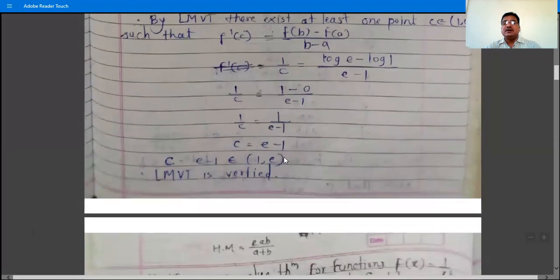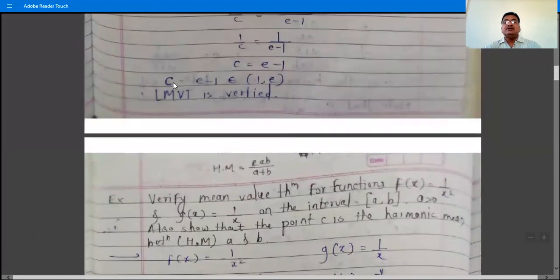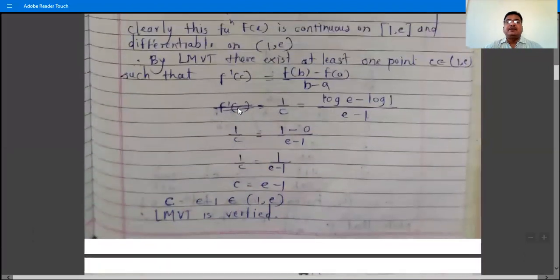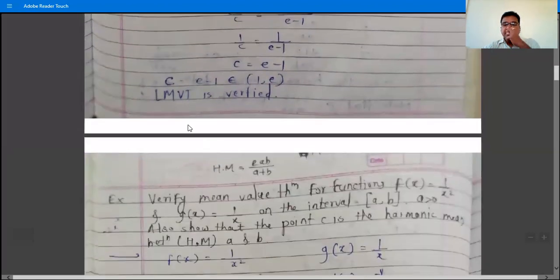So 1 by c is 1 by (e minus 1), and c is e minus 1. This c equal to e minus 1 belongs to the open interval (1, e). Note that we have only one value of c, and that belongs to (1, e), and therefore Lagrange's mean value theorem is verified. What is Lagrange's mean value theorem? There exists at least one point c belonging to this interval which satisfies this equation. That point is e minus 1, and therefore Lagrange's mean value theorem is satisfied.